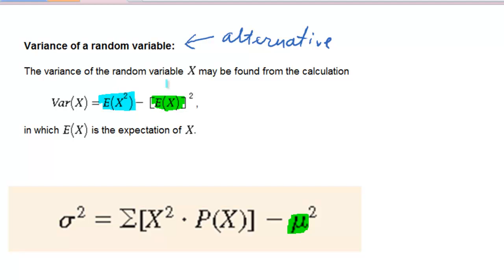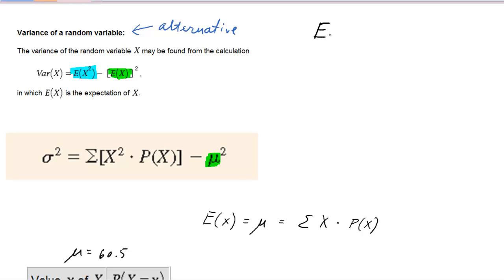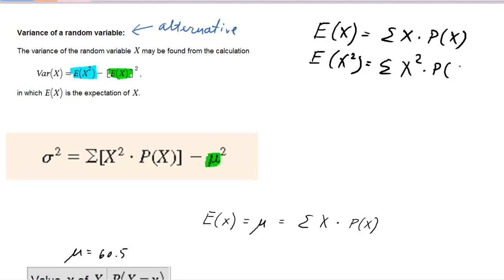It says E of x squared, but we can quickly figure that out because we know what E of x is. E of x is the sum of the x's times the probability. So E of x squared, just change the x into an x squared in the formula. When you know that the expectation of x squared would be the sum of the x squareds times their probability, you see that this here corresponds to this down here. So these two things in blue match.